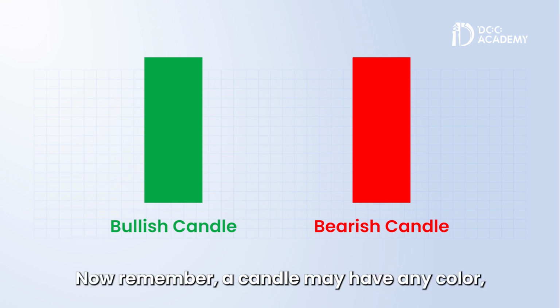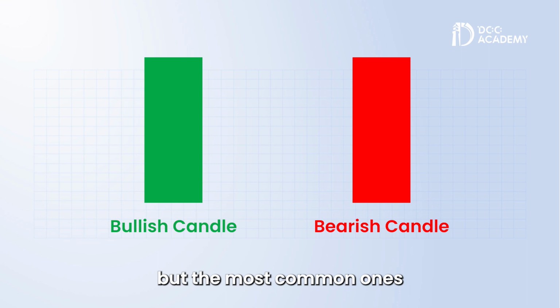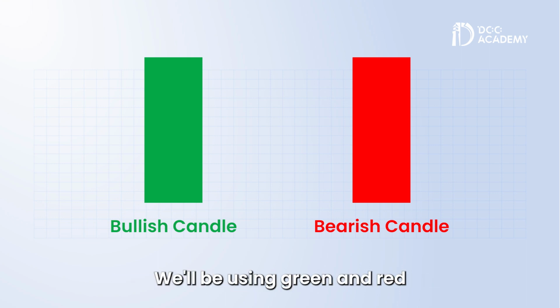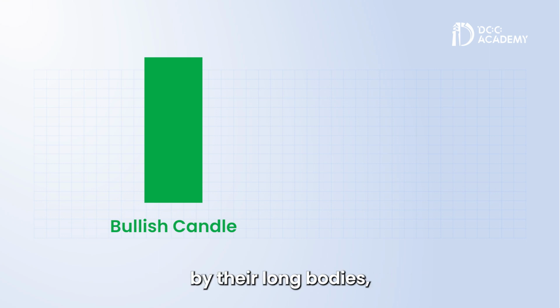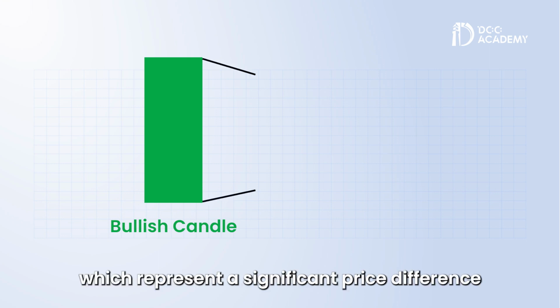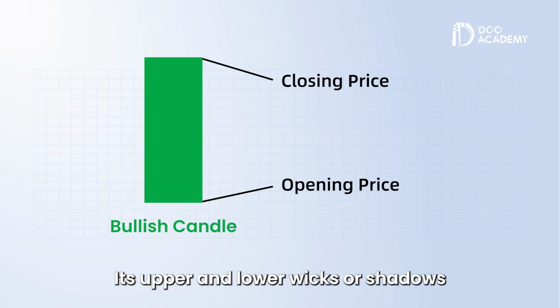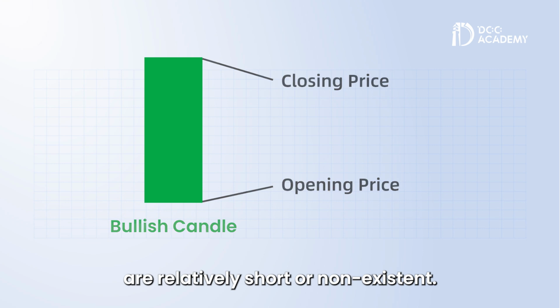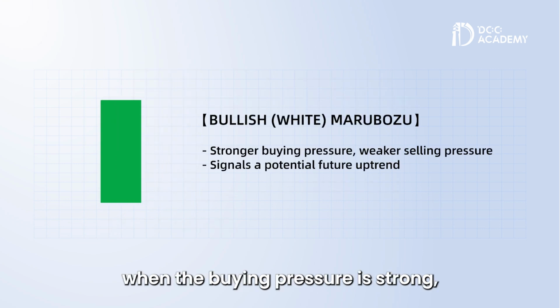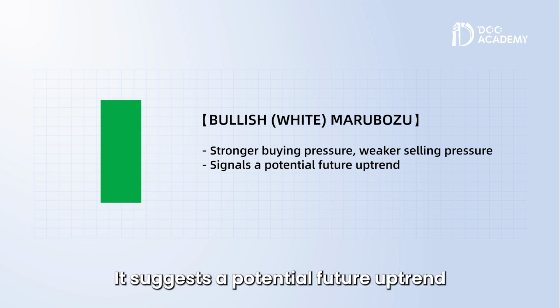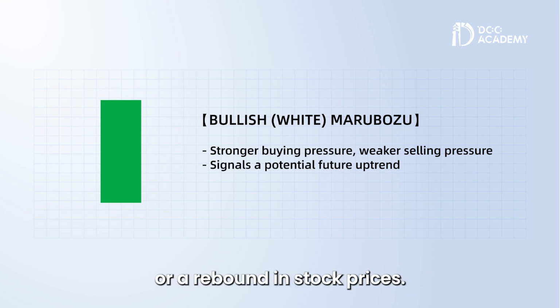Now remember, a candle may have any color, but the most common ones are white or green for a bullish candle, and black or red for a bearish one. We'll be using green and red in this video to indicate a bullish and bearish signal respectively. Bullish candles are characterized by their long bodies, which represent a significant price difference between the opening and closing prices. Its upper and lower wicks or shadows are relatively short or non-existent. These candles typically appear when the buying pressure is strong, and the selling pressure is relatively weaker. It suggests a potential future uptrend or a rebound in stock prices.